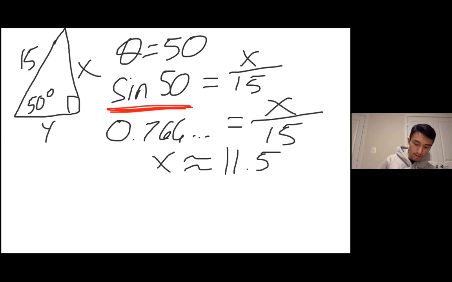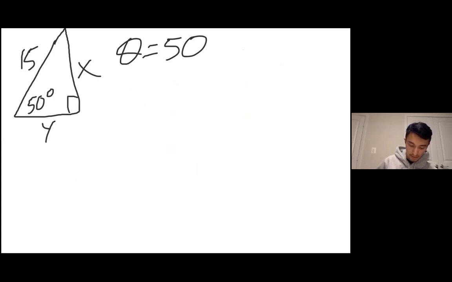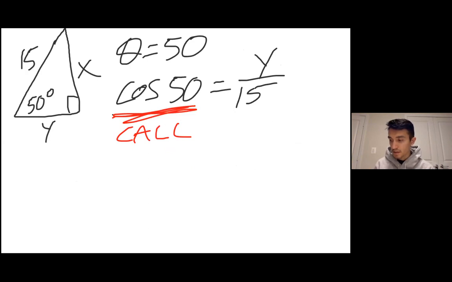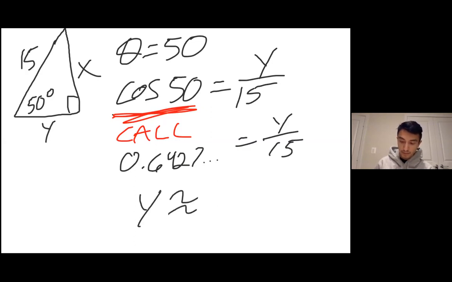Now to get the other one, y, we're going to set up the cosine. Let me actually get rid of all of this just to make it cleaner. So now if we set up the cosine of 50, this is going to equal y over 15. Again, you enter this in your calculator. You'll get, let's see what I wrote here, 0.6427 something equals y over 15. You multiply by 15 to get y by itself. y is going to approximately equal 9.6.